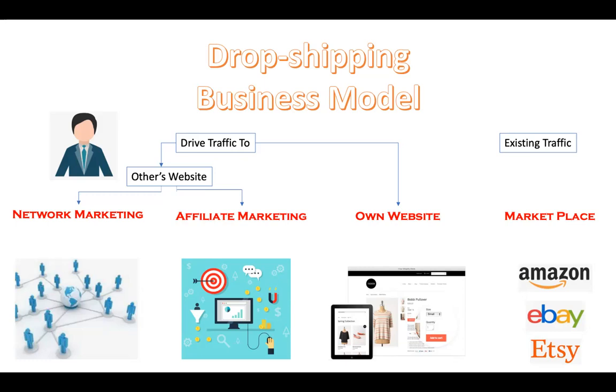However, there is another business model where you can leverage existing traffic, which is if you get into a marketplace like Amazon, eBay, or Etsy. There are many other marketplaces out there as well. You can have a dropshipping business model within Amazon as well, so in Amazon there are two different business models. One is where you buy products and keep them in the Amazon warehouse, which is called the Amazon FBA program. The next model is a dropshipping business model in Amazon. In eBay as well, there is one, and in Etsy as well.